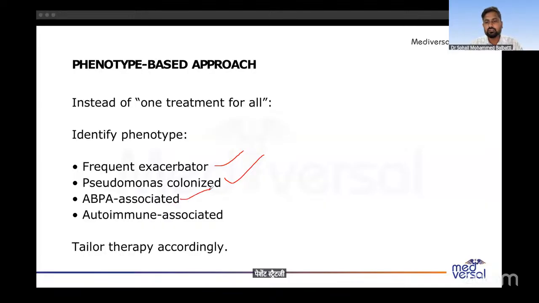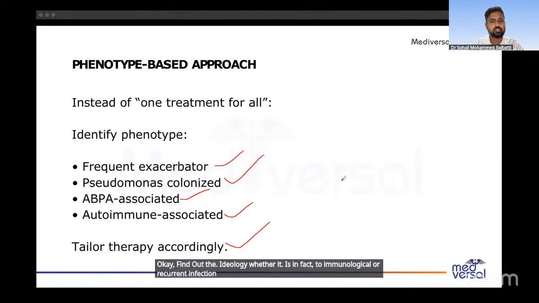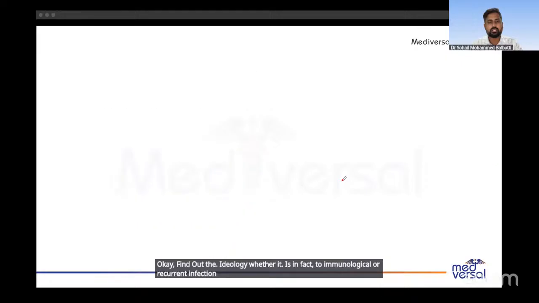Some patients are ABPA associated. Yes, you can give steroid and reduce that. And you can also have autoimmune associated. With autoimmune, you have to identify which autoimmune diseases are involved and treat those autoimmune diseases. So you have to tailor therapy accordingly. Don't just make a label of bronchiectasis and give the patient whatever treatment is available. Don't do like that. Tailor the therapy, make a phenotype-based approach, and find out the cause. Find out the etiology, whether it is infective, immunological, or recurrent infection, or an airway disease which is causing exacerbation. So all these things have to be kept in mind when you have a bronchiectasis patient.